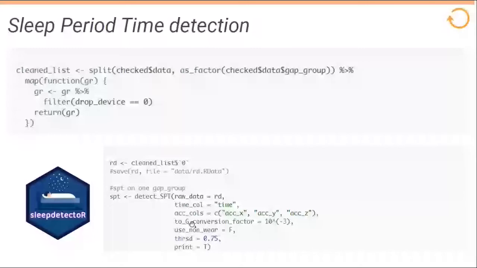The 2G conversion factor is a parameter that lets the user suggest in which unit the signal is recorded. In my case, the accelerometer data are in milli-G, so I have to provide as factor 10 raised to -3. And below there are 2 other parameters, threshold and use nowhere, that enable the user to choose how the threshold between activity and inactivity should be calculated.